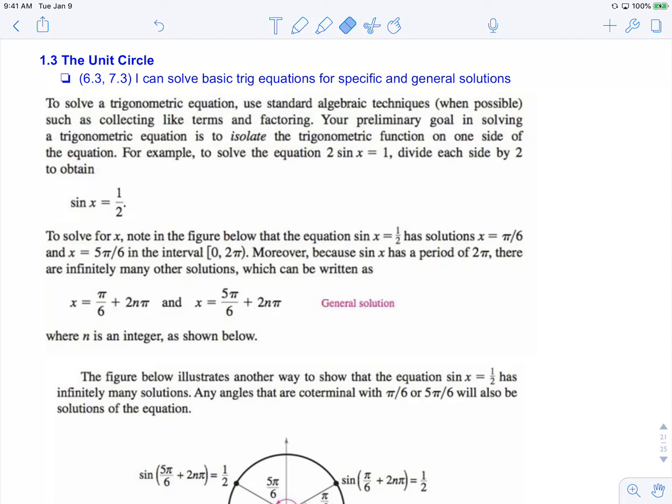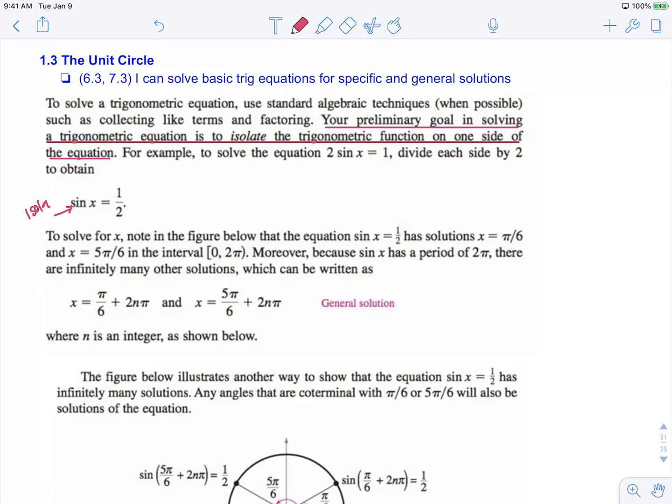To solve a trig equation, we will use standard algebraic techniques such as collecting like terms and factoring. But keep in mind, your preliminary goal in solving a trig equation is to isolate the trig function on one side of the equation. For example, below, if 2 times sine x equals 1, they divided by 2 to isolate sine x on one side.